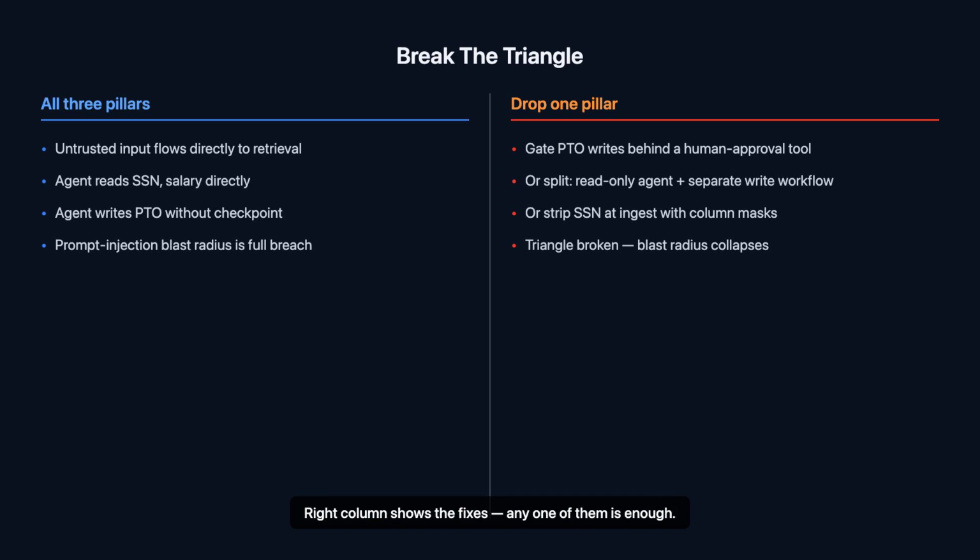Right column shows the fixes. Any one of them is enough. Gate PTO writes behind a human approval tool, so the action requires explicit sign-off. Or split the architecture: a read-only agent that answers benefits questions, and a separate write workflow that doesn't see free-form input. Or strip sensitive fields at ingest with Unity Catalog column masks, so the agent never sees them. Any single one of these drops a pillar, and the triangle collapses.